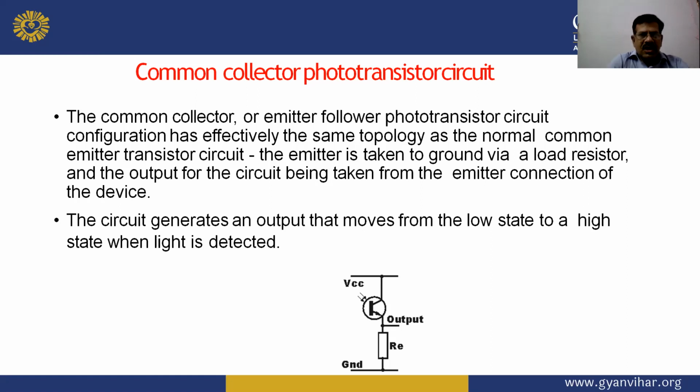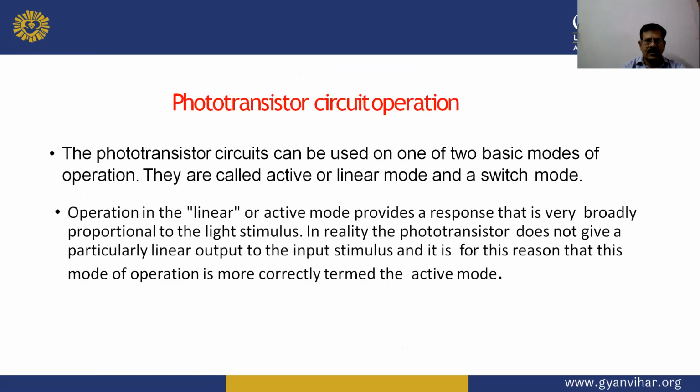So this is the common collector phototransistor circuit explanation. Now, what is the phototransistor circuit operation? The phototransistor circuit can be used in one of two basic modes of operation. They are called active or linear mode and switch mode. So there are generally two modes in which a phototransistor operates. One is the active mode or linear mode, and the second is the switch mode.